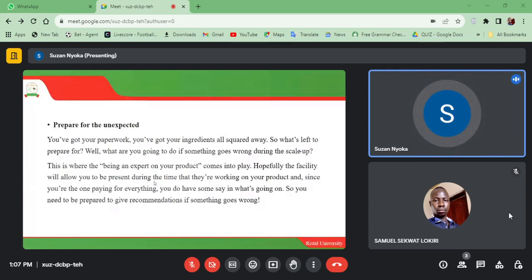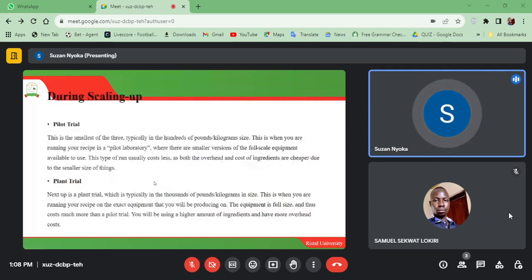You being the expert of your product, in case there is any challenge or the product doesn't come out the way you want it, now is the time for you to get in and help the facility manufacturing your products with the ideas and how you want everything to be done. And then during scale up, now you've prepared, it is now the real process of scaling up.